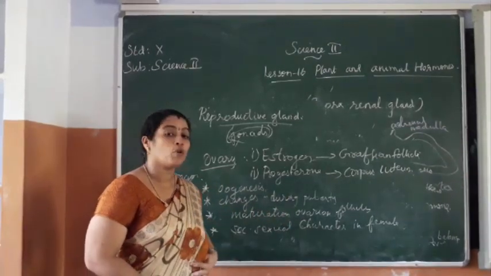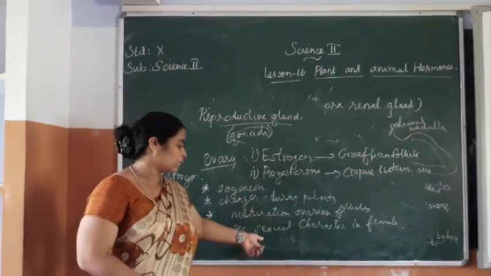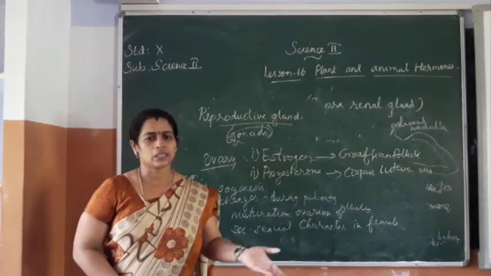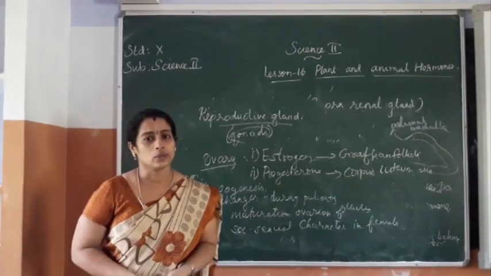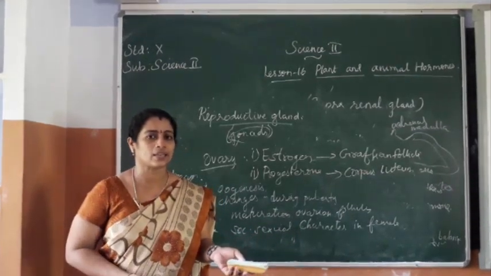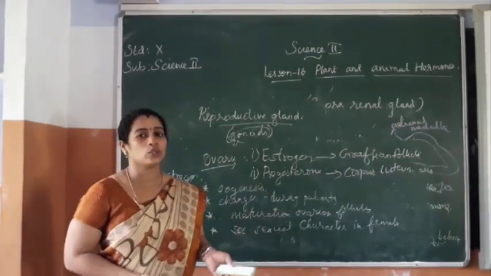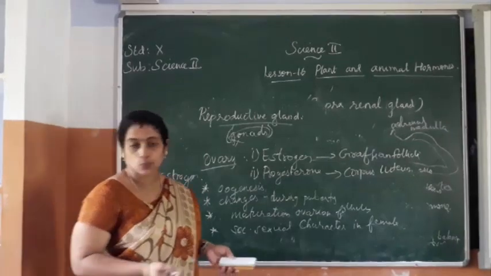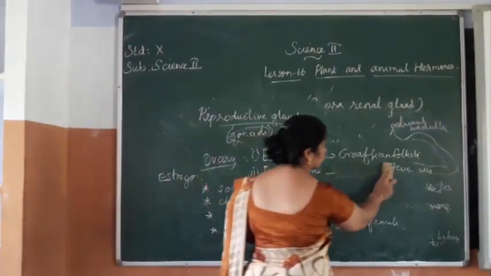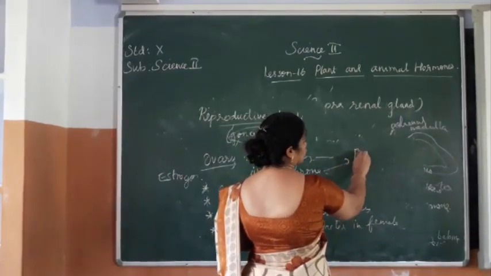Then maturation of ovarian follicles also takes place with the help of estrogen. Next, secondary sexual characters appear on the child with the presence of estrogen, that is breast development and a high pitched voice, etc. The next one, progesterone. Progesterone is produced by the corpus luteum. It is responsible for premenstrual changes.